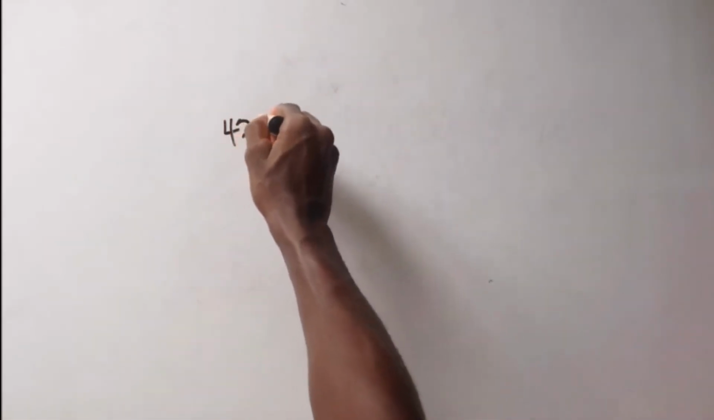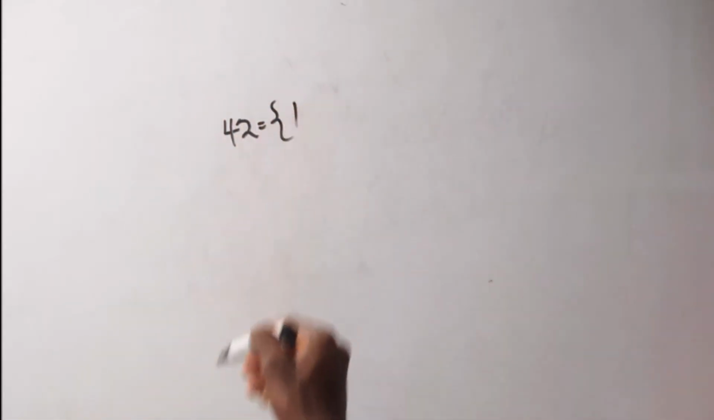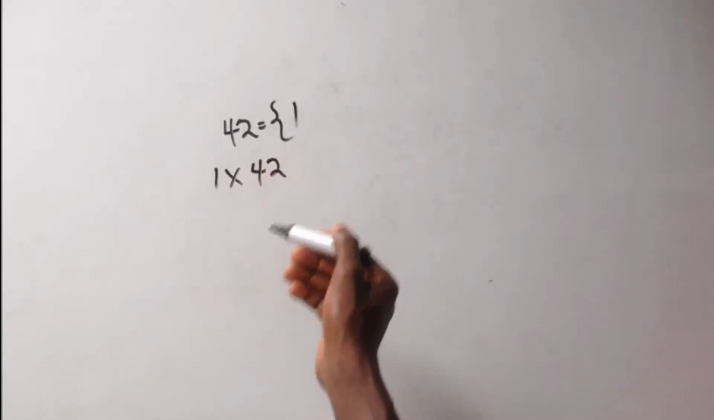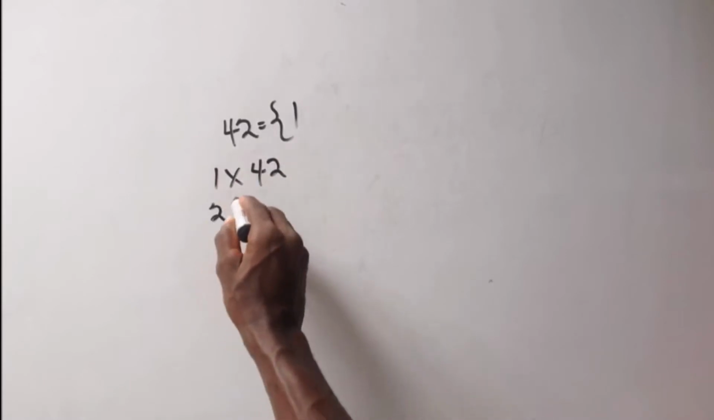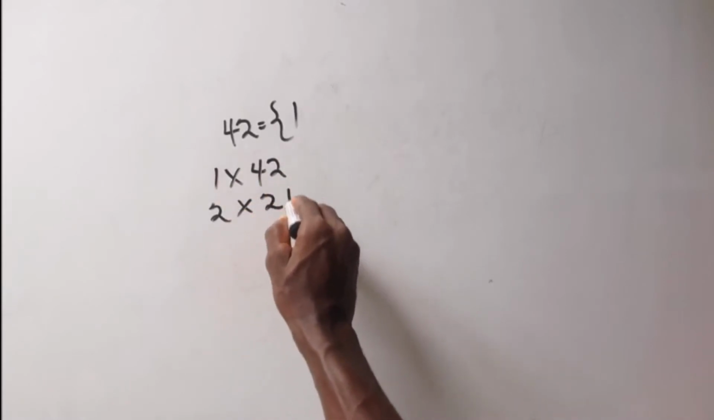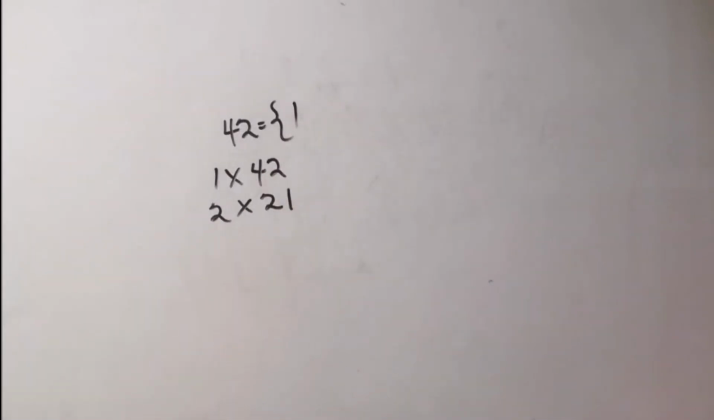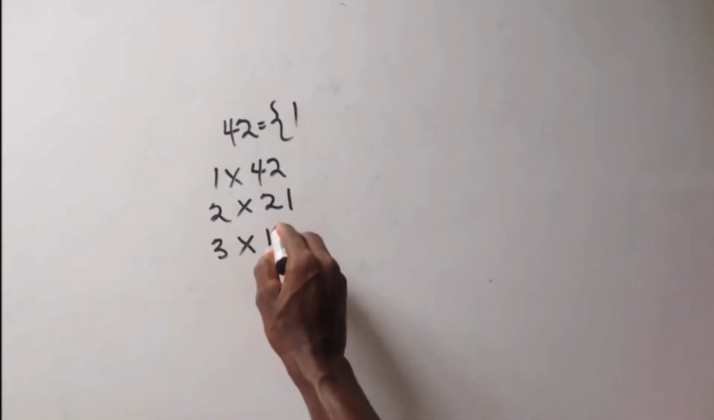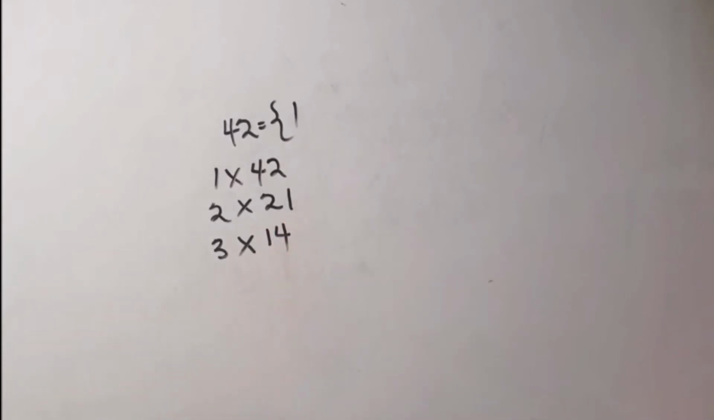So let's write down the factors of 42. As usual, we already have 1, because 1 times 42 produces 42. Also 2 times 21 will produce 42. Also 3 times 14 will produce 42. Well, 4 is not a factor of 42, so we won't have a factor of 4.